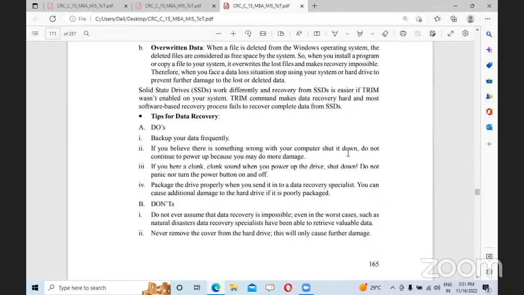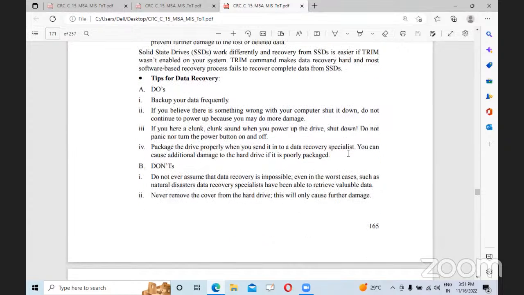Solid state drives work differently. Recovering from SSDs is easier if TRIM wasn't enabled on your system. TRIM commands make data recovery hard, and most software-based recovery processes fail to recover complete data from SSDs.